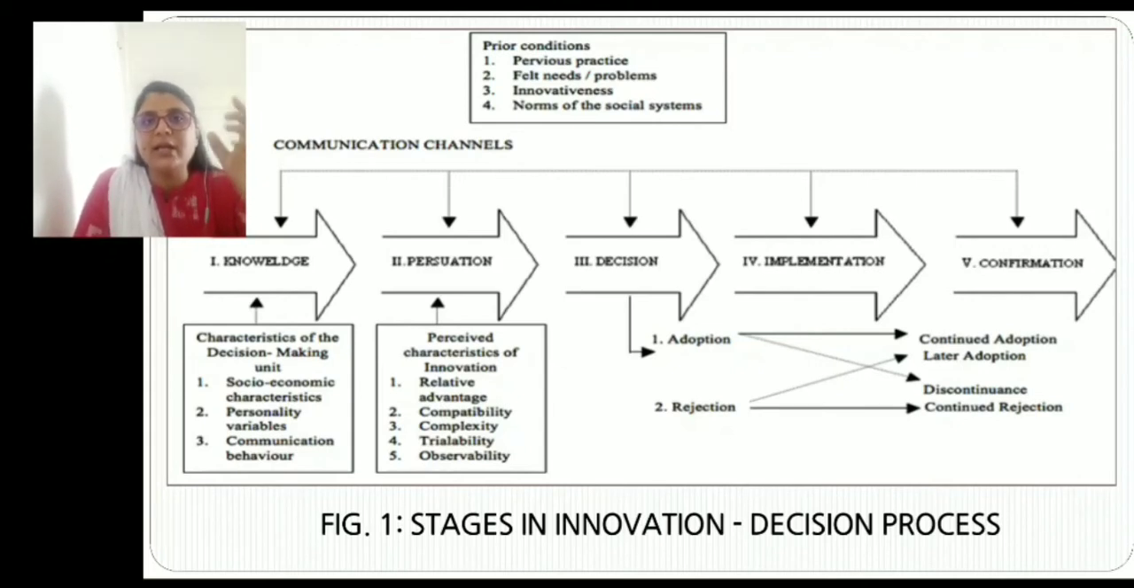But before that, I want to say what prior conditions are required for this innovation decision process. There is the previous practice, which practice you were using before this innovation, then felt needs, what your felt needs and problems are, the innovativeness, and the norms of the social system. So these are the prior conditions for the innovation decision process. Some communication channels are also required, okay, to get the knowledge, to form your favorable or unfavorable attitude towards the innovation, to take the decision, to implement that innovation on your farm, and after that confirmation. So we are going to discuss one by one what this innovation decision process actually is.